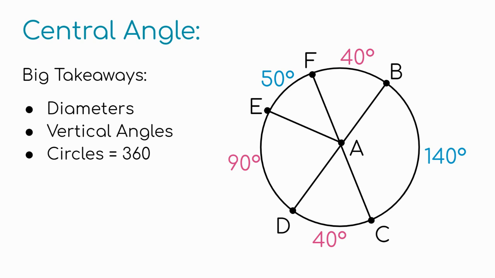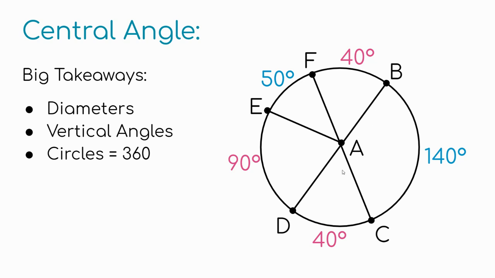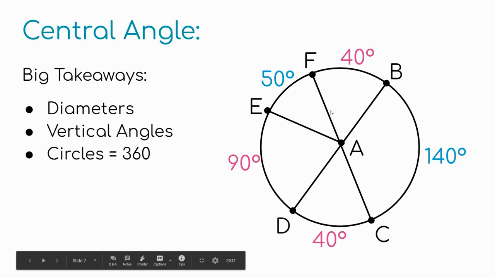All right, so hopefully you got these numbers. What I would have done is I would have first solved for this arc DC. I would have used my diameter DB, which means these 2 angles add up to 180. So 180 minus 140 is 40 degrees. You also could have done it with diameter FC and solved for this angle. These 2 are vertical angles, so they have to be equal, 40 degrees, 40 degrees.